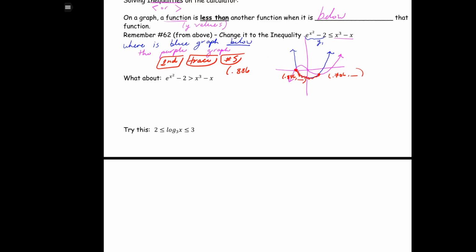It would be in the area of, oops, not a bracket, excuse me, parentheses, 0.886. Wait, is it a less than or equal to or a less than? Oh, excuse me, less than or equal to. So it would be a bracket, 0.886 to 0.706.